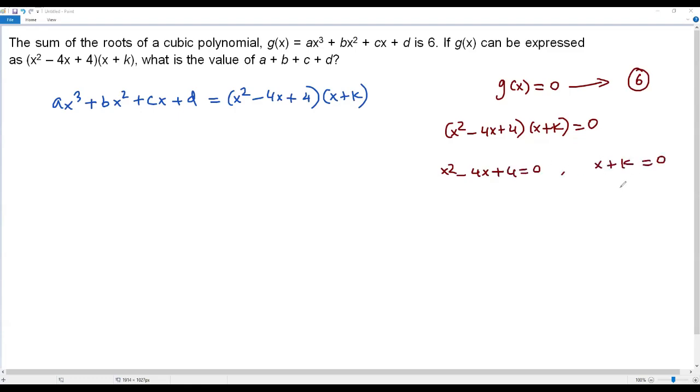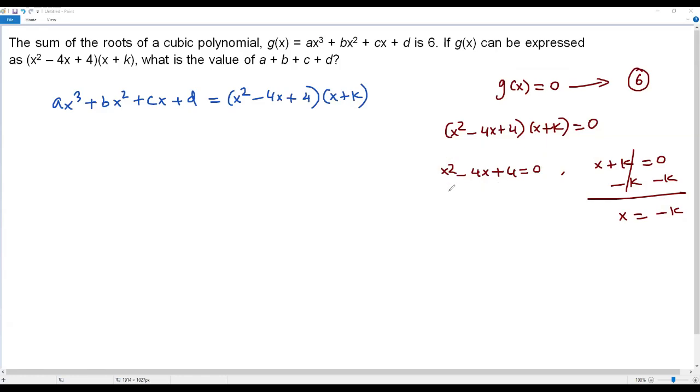If I solve for x in this one, I have to get rid of this plus k. Let me subtract k from both sides to isolate x on the left side. Then I'm getting x equals negative k. As I said already, we have 3 roots for this equation. So I just got one root of the equation over here, that is negative k. If I solve this quadratic equation, I'll be getting 2 more roots.